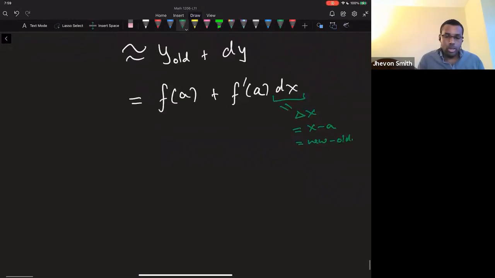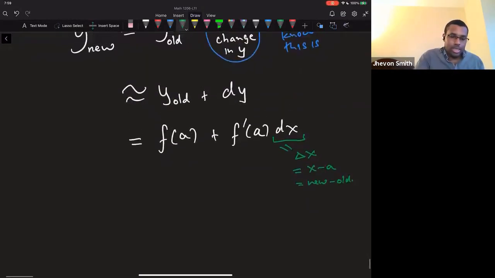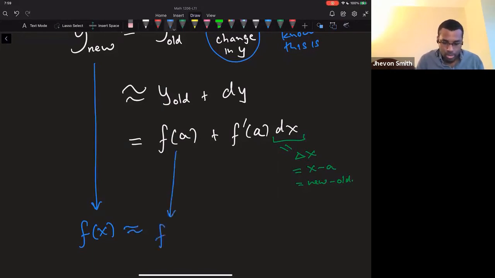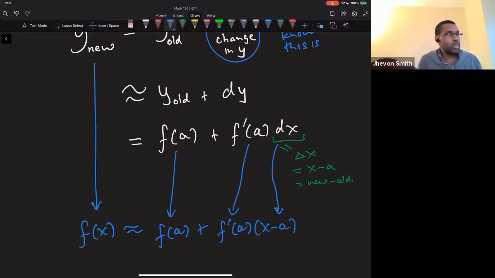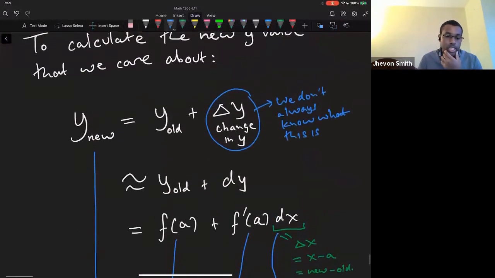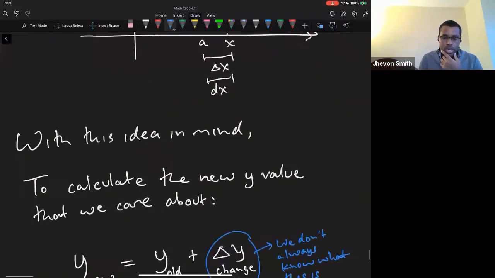But essentially, you'll see that this guy is just like your f at x, whereas this guy is again your f of a. This guy is your f prime of a, and this guy is your x minus a. So it's pretty much the same thing, except you're using dx and dy to represent the change. But you can actually derive one thing from the other.